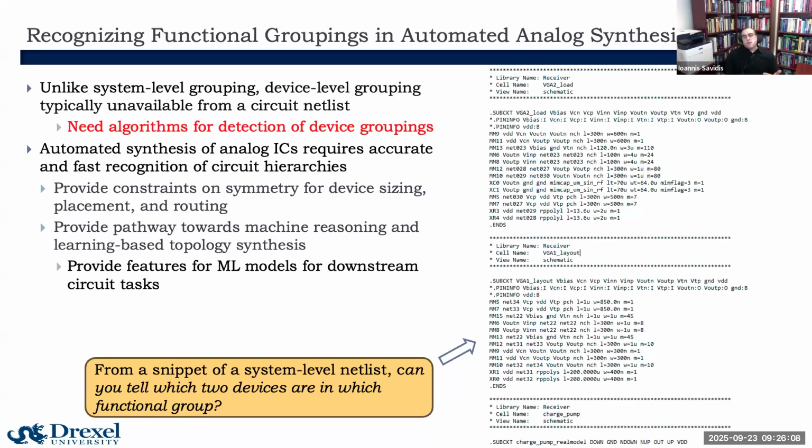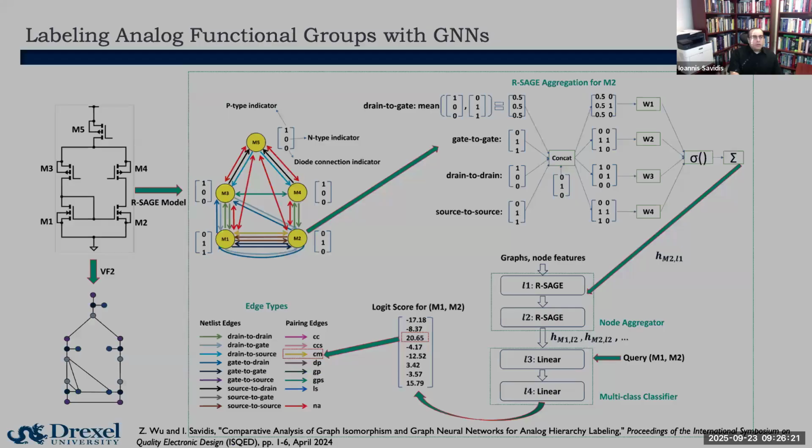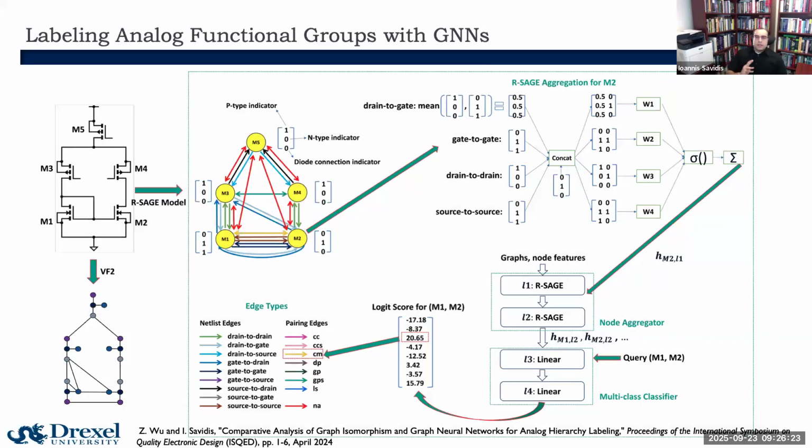And we could take this device grouping and use it as an augmented feature for our ML models aimed at optimizing downstream circuit tasks. So our group developed this GNN-based technique to identify device groups in an analog circuit. And as compared to heuristic isomorphism-based approaches, the learning-based model does not require any predefined libraries of circuit primitives.